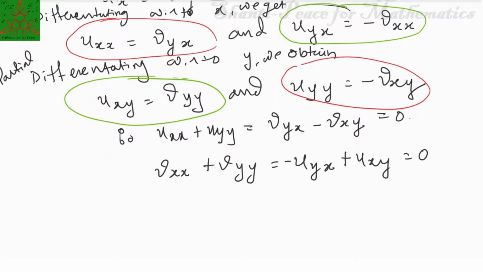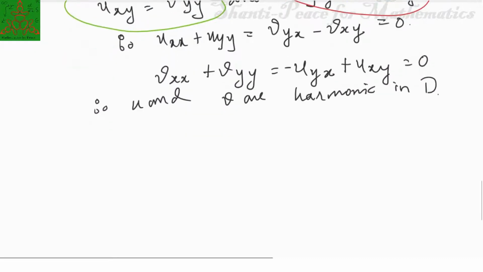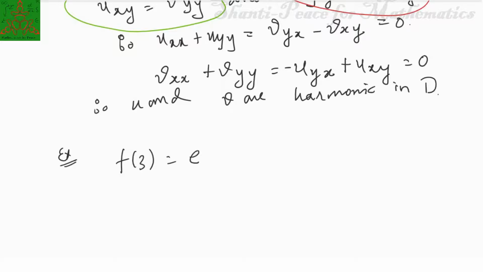And you know that the first order and second order partial derivatives are already continuous. So therefore, we can say u and v are harmonic in D. So that completes the proof of this result, which says that if you have a function which is analytic, then its real part and imaginary part are harmonic functions. For example, the temperature function is actually the real part of the function f of z equal to e to the power minus y sin x minus i e to the power minus y cos x.